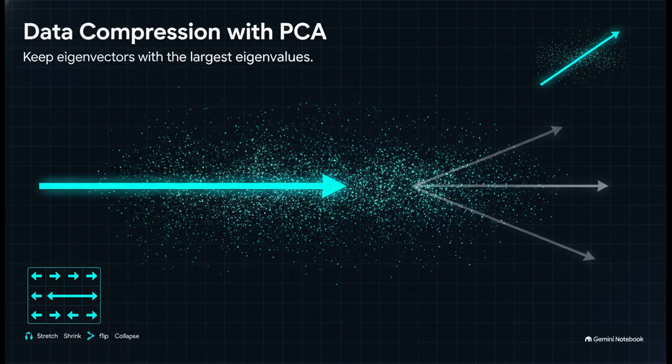So, the golden rule of thumb in data science is simple. Keep the eigenvectors with the largest eigenvalues and just throw the rest away. It's a remarkably powerful data compression tool, acting like a filter to remove the noise and letting you focus only on the dimensions that genuinely matter.